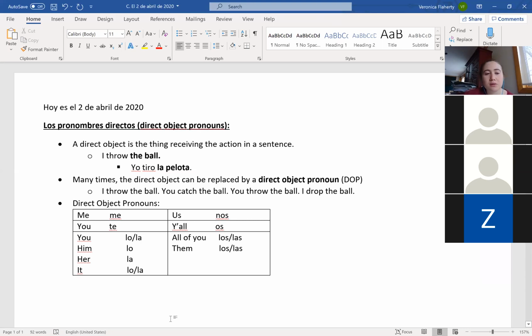Okay. Why don't we just keep using the ball. Okay. So.